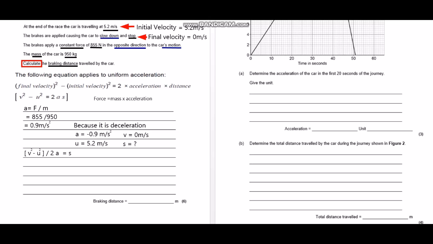So a is minus 0.9, v is 0, and u is 5.2. So plugging those into the equation, making sure that we get the brackets correctly around the v minus u squared, and then see what answer we get. So when you plug that in the calculator, you get an answer of 15.022 recurring, but you can round that to 15.0, which is 3 significant figures, which is the highest amount of significant figures used in the question, so we just match that.